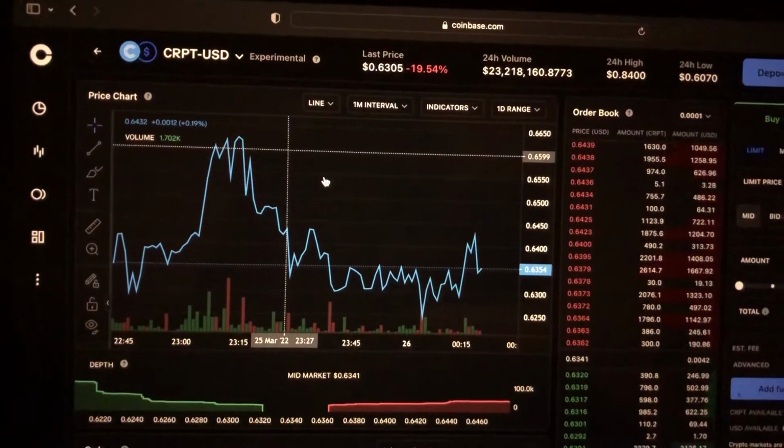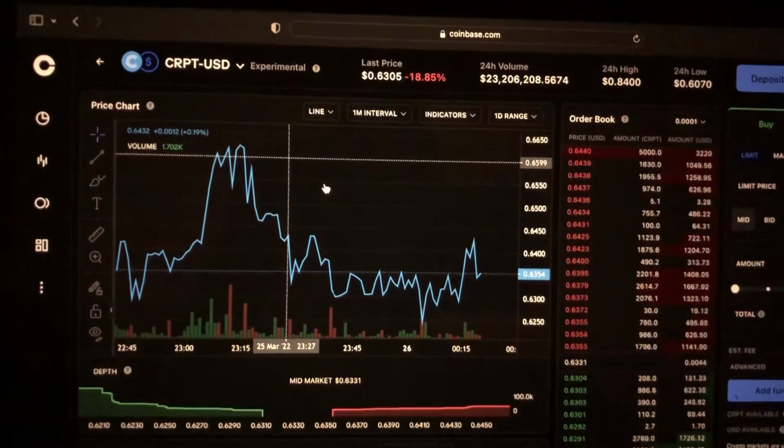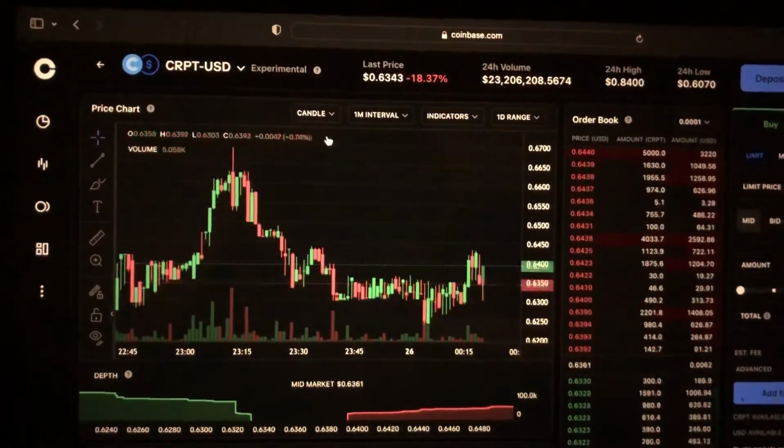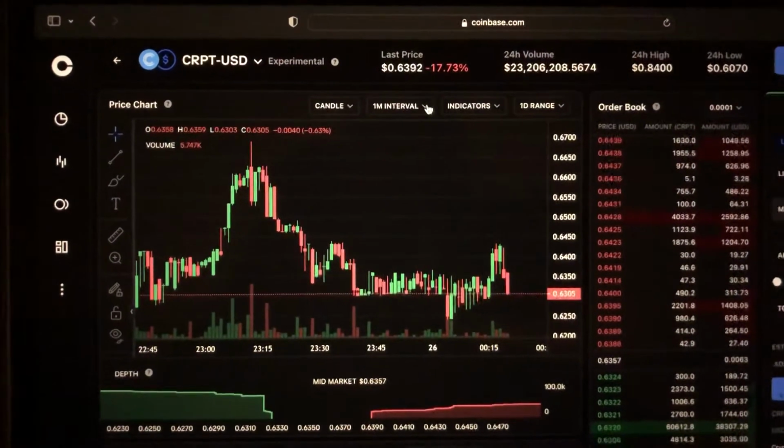Now, if you're day trading, you can go with a line. It looks cool, but I don't like it. Do whatever it is you want to do, but I prefer the candle.